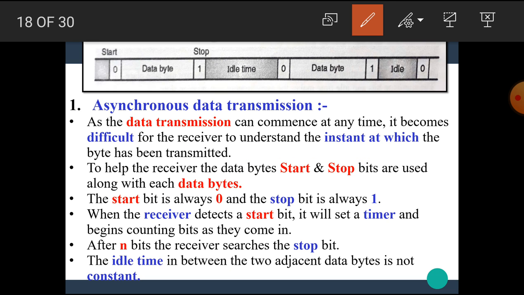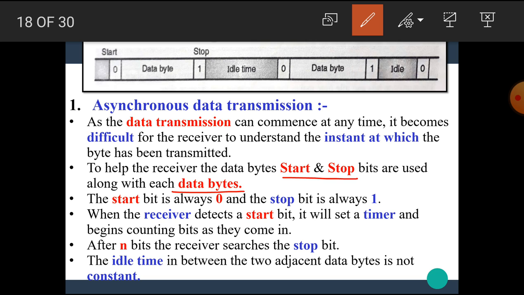As the data transmission can commence at any time, it becomes difficult for the receiver to understand the instant at which the byte has been transmitted. That means in asynchronous data transmission, the transmitter can transmit its data at any time. Hence, the receiver cannot detect whether the data is transmitted at this time or the next time. To help the receiver, start and stop bits are used along with each data byte.